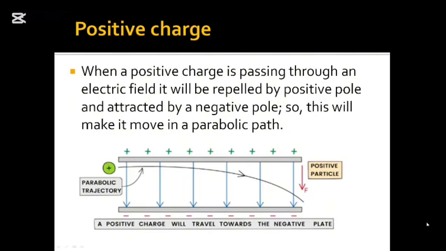Positive charge. Let's look first at the movement of the positive charge. When a positive charge is passing through an electric field, it will be repelled by the positive pole or terminal of the field and attracted by the negative pole of that field. So this will make it move in a parabolic path. Now pay attention, concentrate more on the diagram. Let's look at it together.